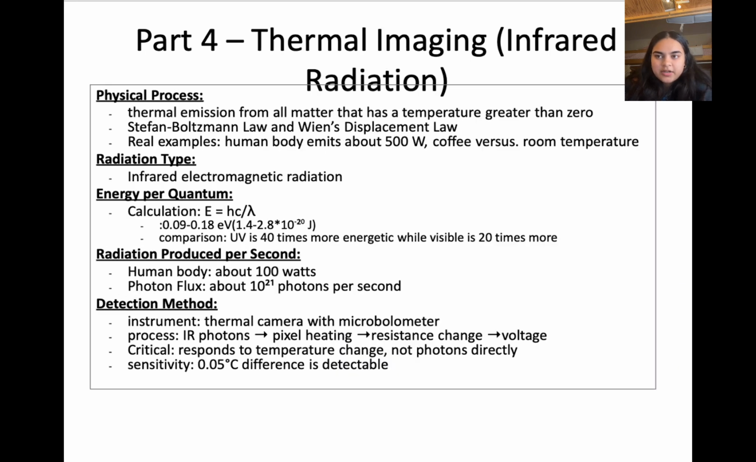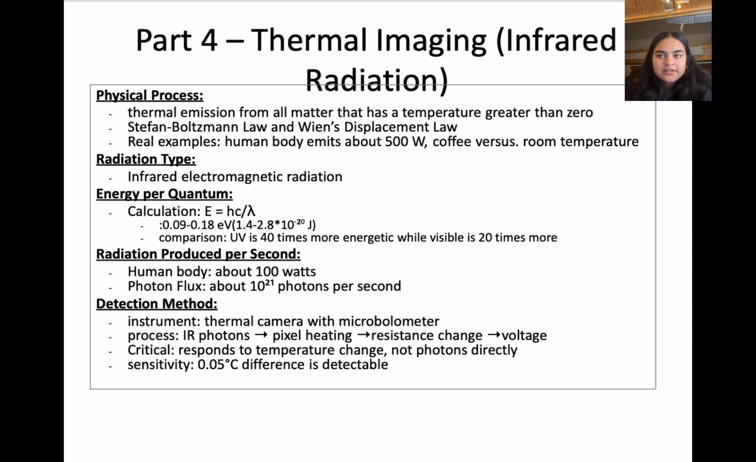First, the physical process. Thermal emission happens from all matter that has a temperature above absolute zero, so essentially everything around us. This is explained with the Stefan-Boltzmann law and Wien's displacement law. To put this in perspective, your body right now is emitting around 500 watts of thermal energy. Even something like a hot cup of coffee versus the room around it will show completely different levels of emission.